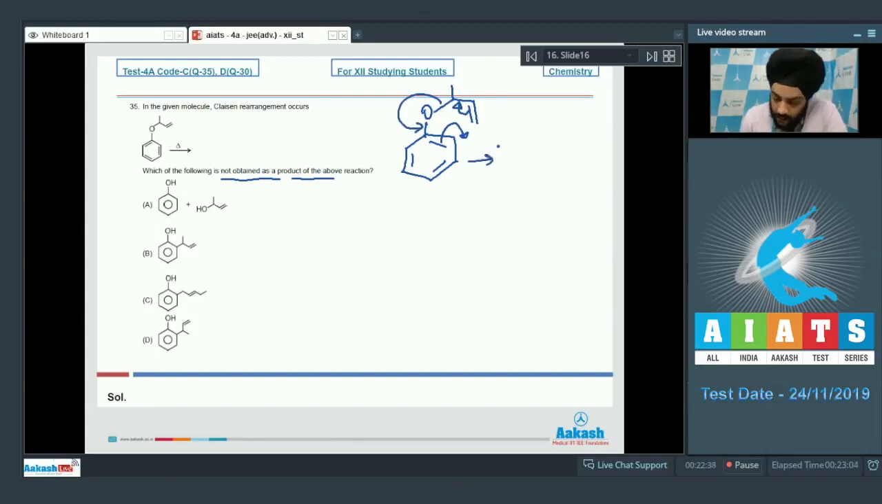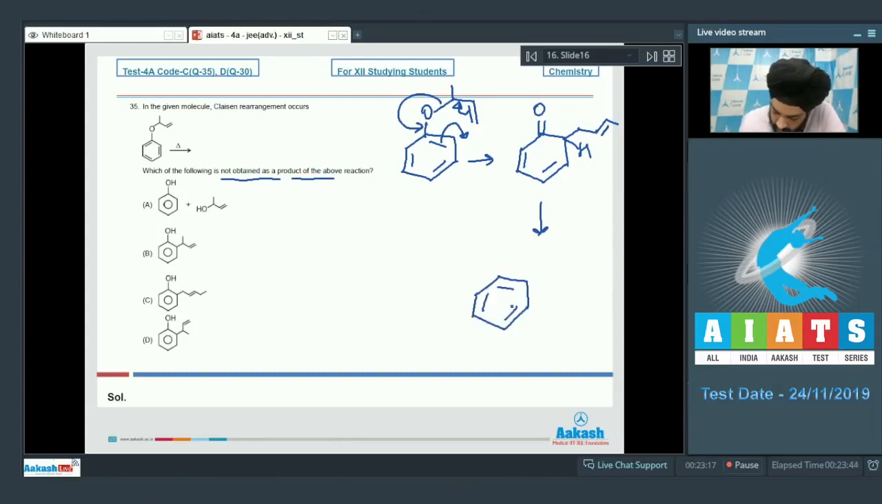Okay. So this is going to lead to the formation of, okay. So this is the product which is going to be formed, and now this will tautomerize to form the aromatic compound. Okay, so this is the major product which is obtained in the given Claisen rearrangement reaction, students. And if you look at the options which are given to us, students, if you look at option A, this given set of compounds will not be formed.